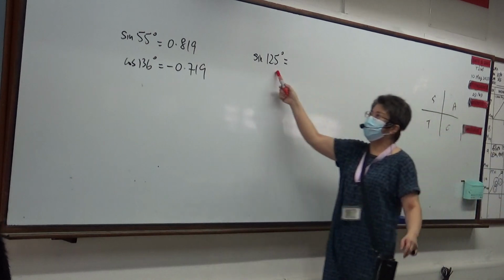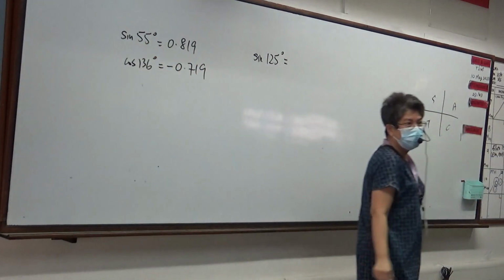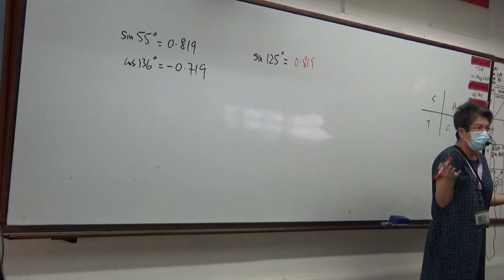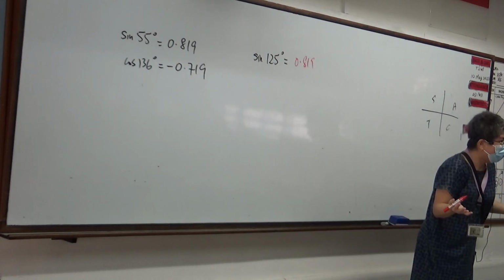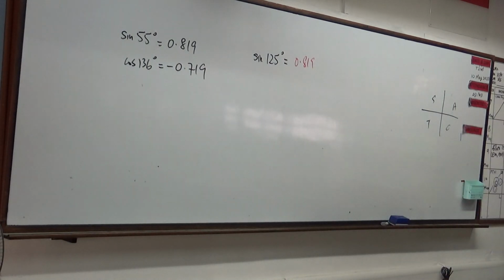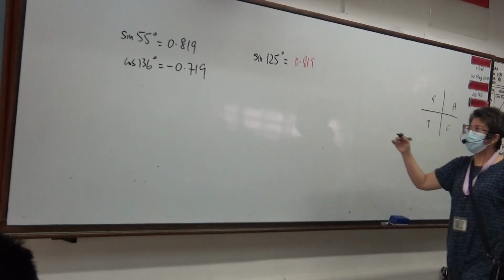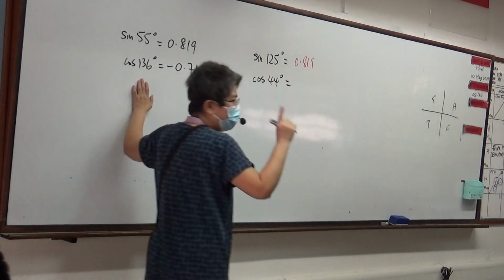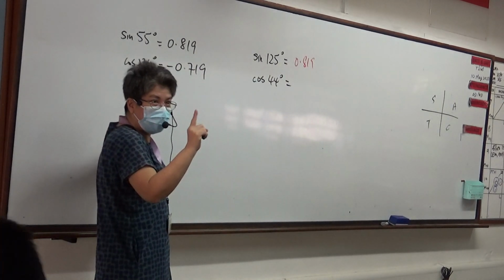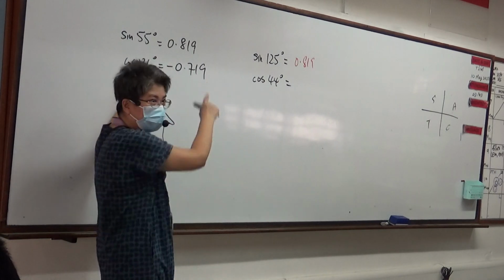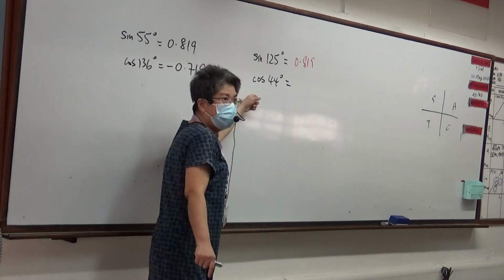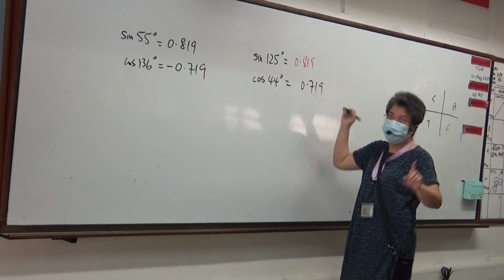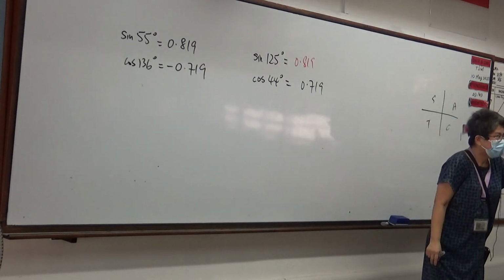Do you agree that 1.25 plus 55 is 180? So the sine will be the same, right? Agree? Now, look at the second part. How do we find cosine 44? Do you agree these two also add up to 180? This is negative because this is in the second quadrant, right? This will be positive, but with the same value, right? So what should it be? 0.719 straight away, right? Can you see what I'm talking about?